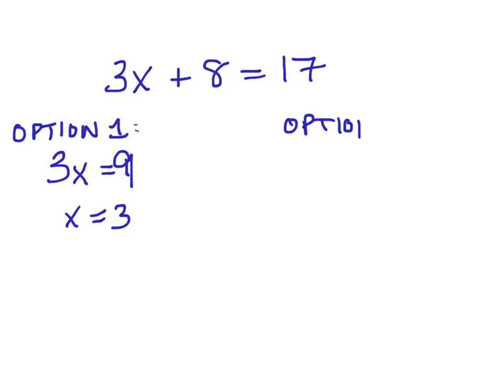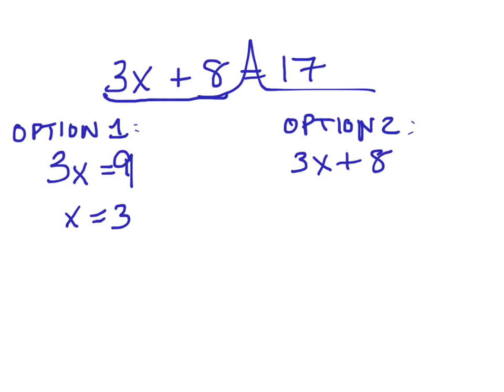All right, option 2, I can divide by 3 first, as long as you think of this whole side of the equation as one side of the scale and realize that you're dividing everything on that side of the scale by 3. All right, so in option 2, we would do 3x plus 8 equals 17, and we'd have to divide all of this by 3, and the 17 by 3 as well.